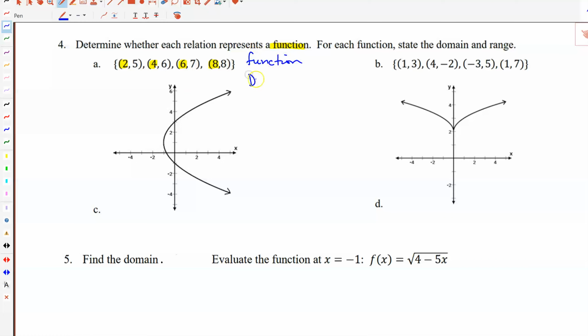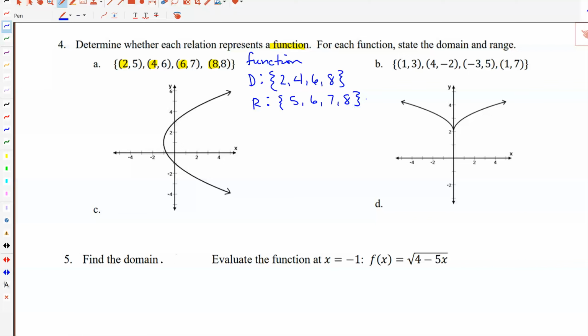So for this function, its domain will be the set of all the x coordinates. So it'll be 2, 4, 6, and 8. And its range will be all of the y coordinates, which will be 5, 6, 7, and 8. So we're going to use the set braces to contain those elements and just put commas in between them.